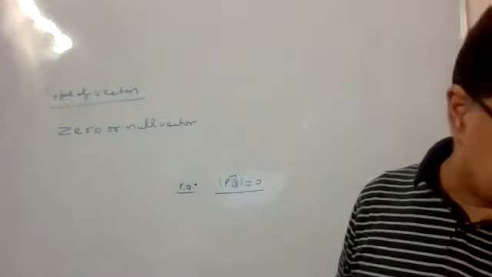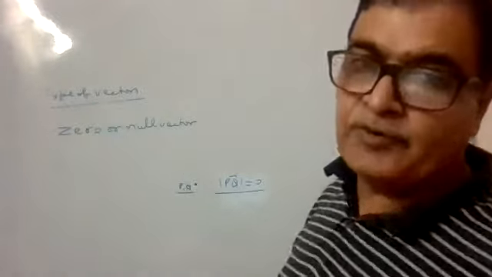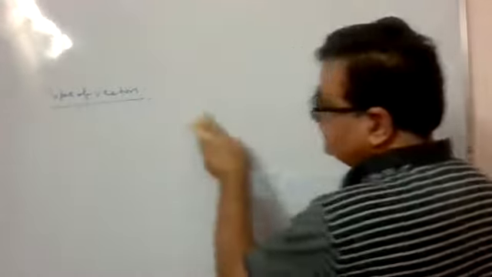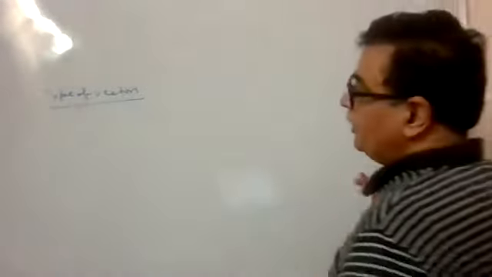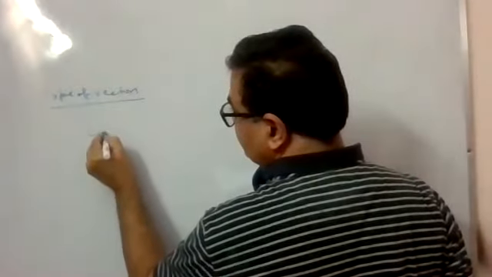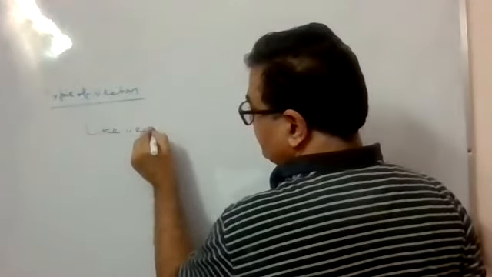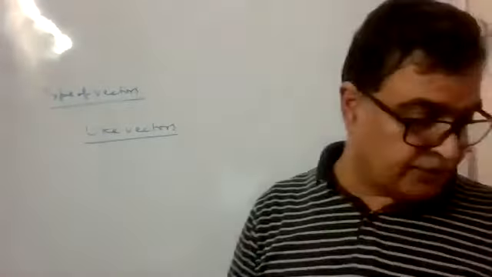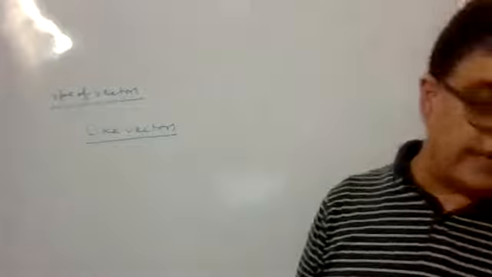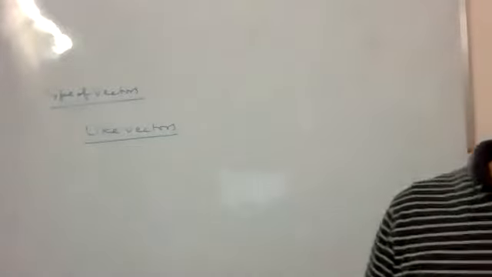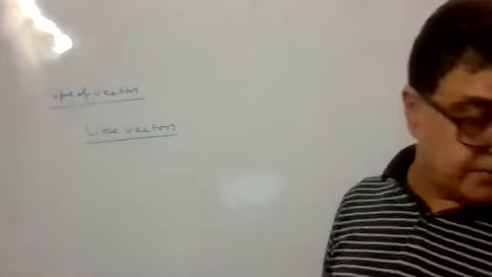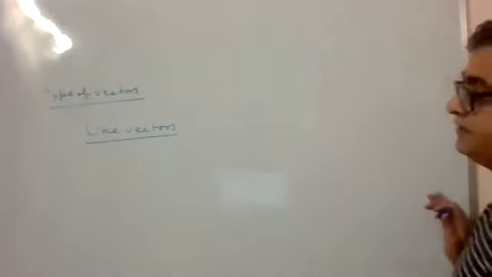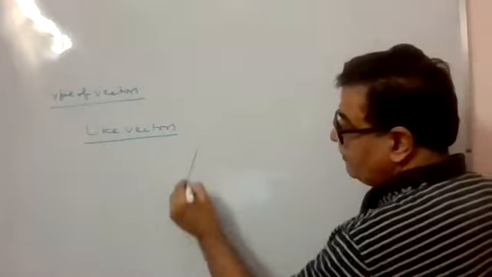Second one, write down, please. Like and unlike vectors. Like vectors. Second one, like vectors. Write down what is like vectors. Vectors are said to be like if they have same sense of direction. If they have same sense of direction.